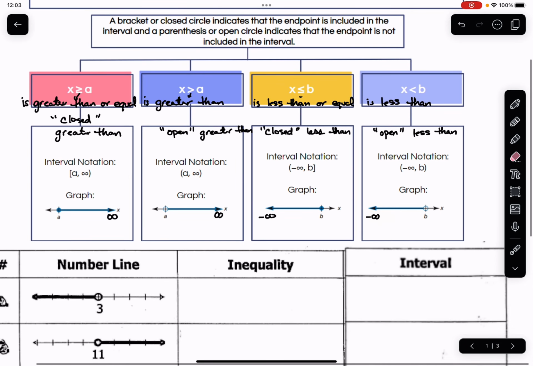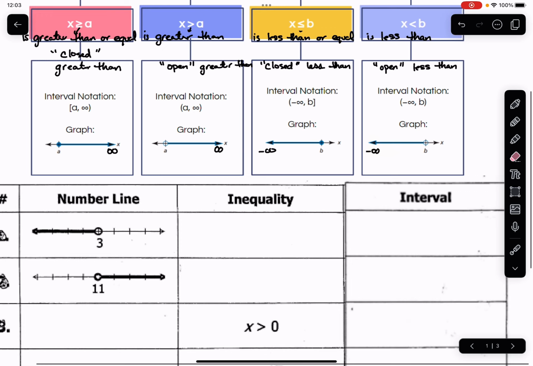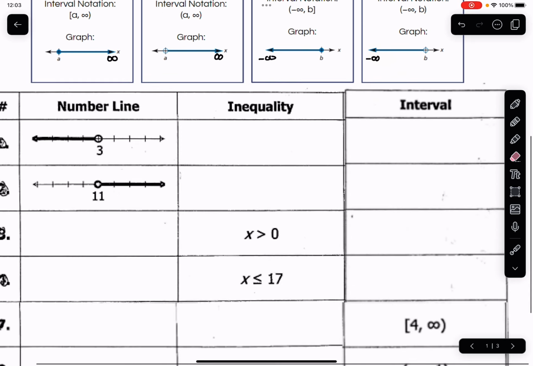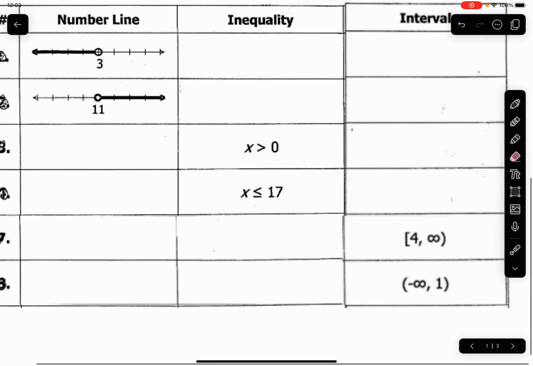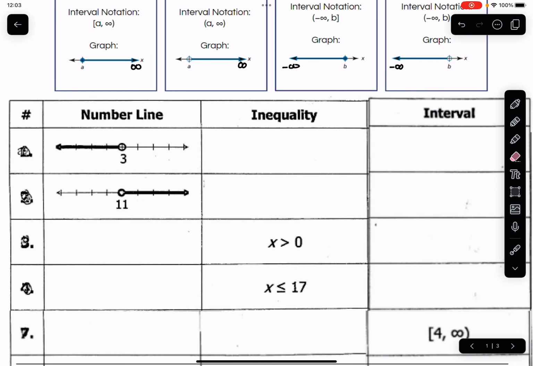And we're going to use a number line to get the inequality and the interval, and vice versa. Use the inequality, as you see right here, to get the number line and the interval, and then use the interval to get the inequality and the number line. So let's start with the first example.